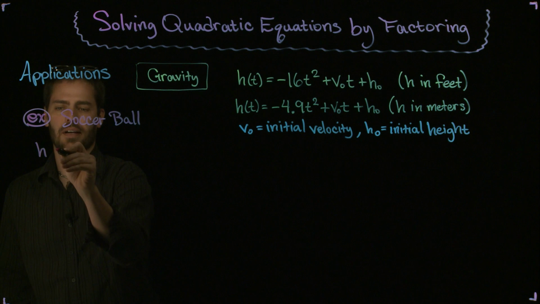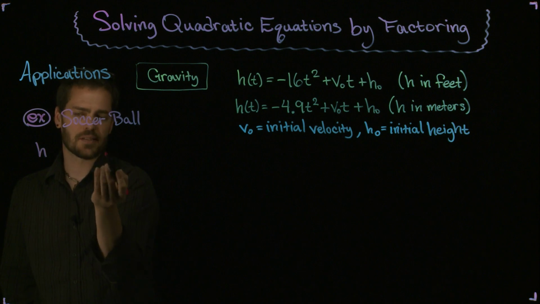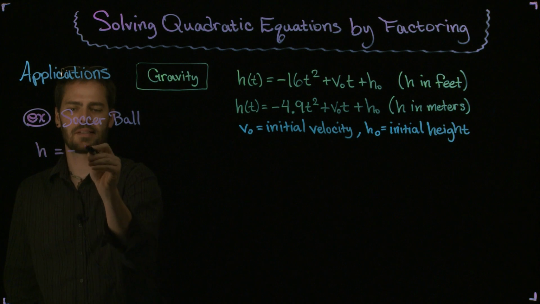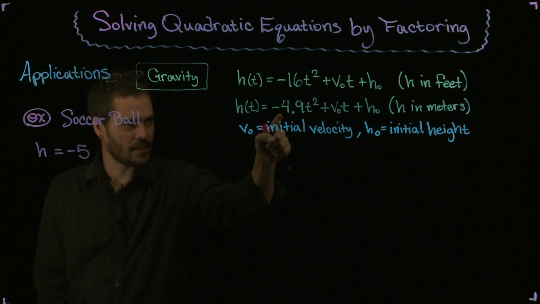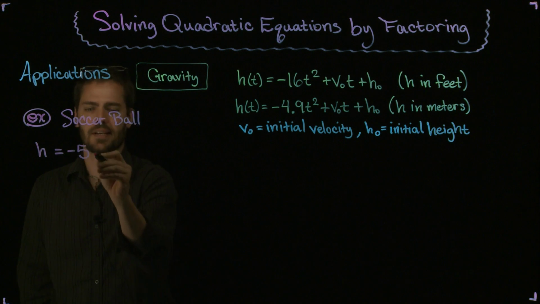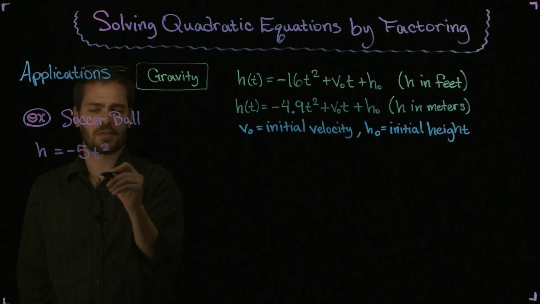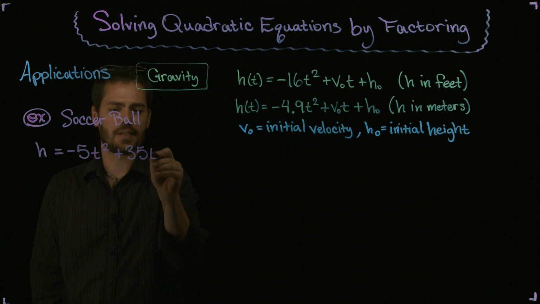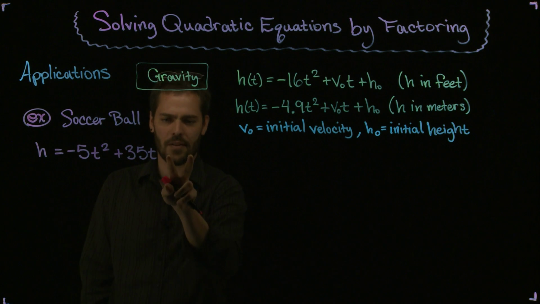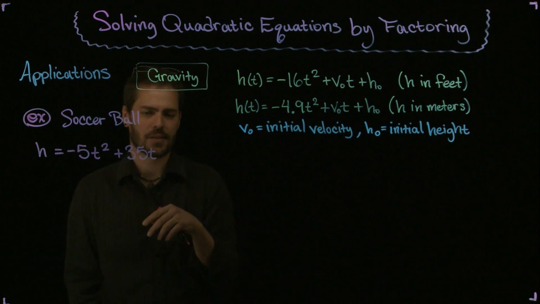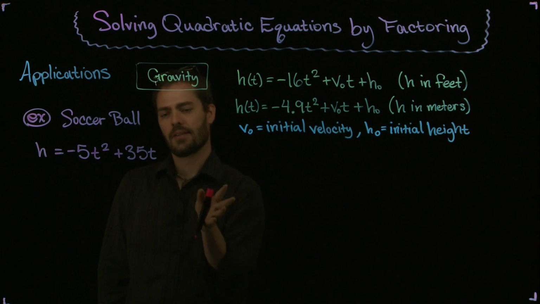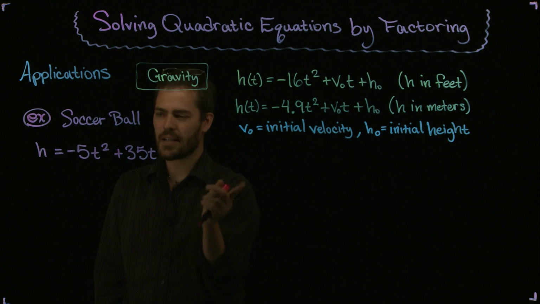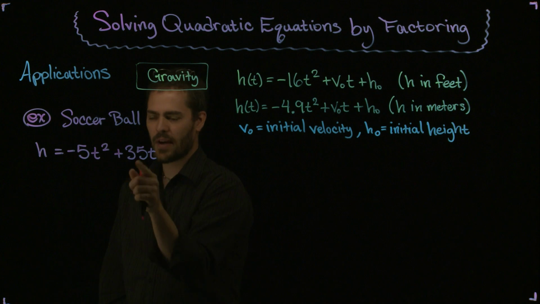The height, I don't have to put of t, I can just say the height is equal to, I'm going to approximate this as negative 5. Instead of the negative 4.9, I'm going to approximate it as negative 5 t squared plus 35 t. Now notice I don't have a third part over here. That's because the soccer ball is on the ground, and so the initial height is 0. That term is not there. So the height at any time can be given by this equation.